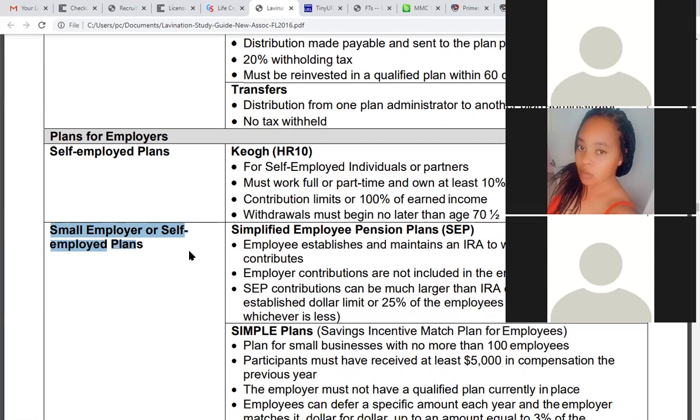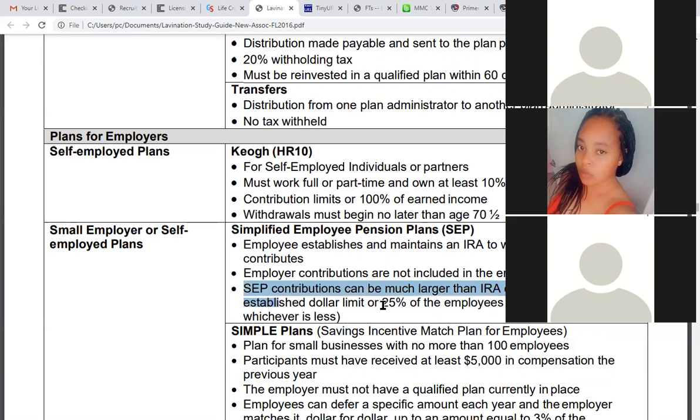What about a company that's not self-employed, but they're small, not big? Okay, they have what we call a simplified employee pension plan. This is where the employer establishes and maintains an IRA, individual retirement account, to which the employer contributes as well. The employer puts money in, and that is not included in the employee's gross income, because it's tax deductible.